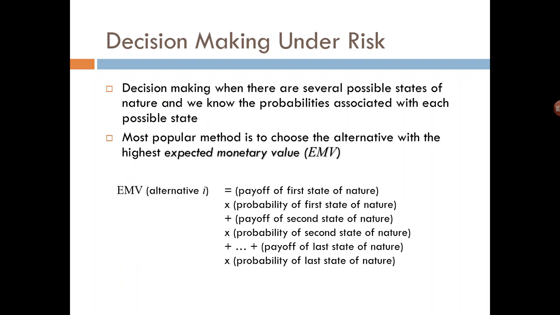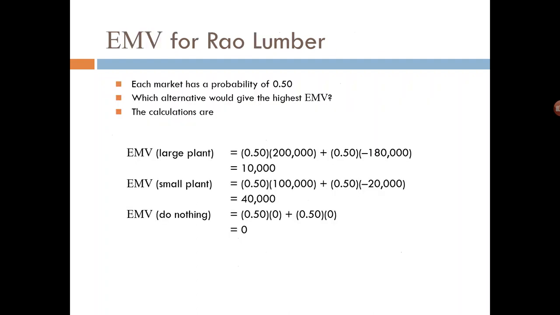So the formula is given here. Payoff of the first state of nature, multiply with the probability value. For example, I have given English movie, 0.2 as a probability, multiply with 500 as a payoff. 0.2 multiply 500 plus, I have another alternative for the same state, that is Telugu movie, which is 0.7, multiply 400 rupees, plus another alternative. So this is the way we have to calculate the EMV.